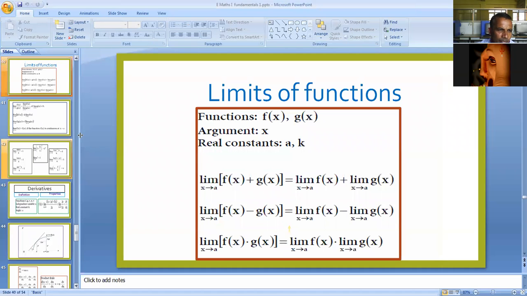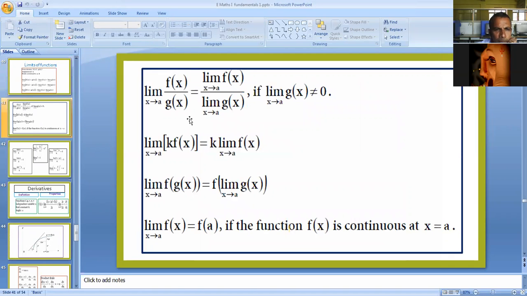Okay, see here. What is next? The limit of a division is equal to the division of their limits, provided the function in the denominator is non-zero. If it is 0, it is meaningless. So the limit of f of x upon g of x as x tends to a is the limit of f of x as x tends to a upon the limit of g of x as x tends to a, if the limit of g of x as x tends to a is non-zero.